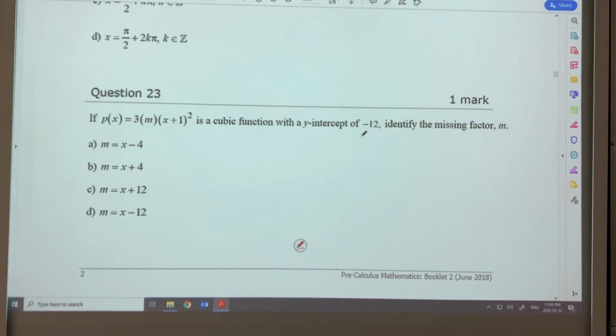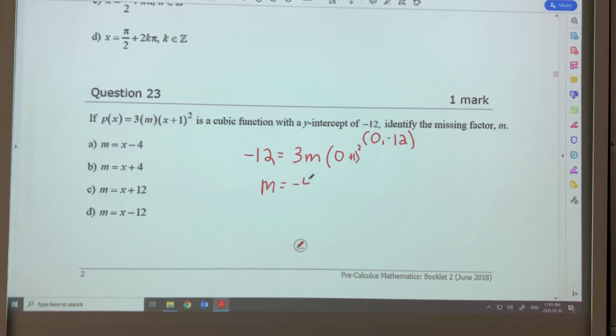A y-intercept of -12, so that would be 0 for x, -12 for y is a point on the graph. Find the missing factor m. So plug in x equals 0 and p of x equal -12 and solve, right, is basically the question. So you get 3m times 0 plus 1 squared. Oops, missed my 1. So that's just 1. So it's basically -12 equals 3m. So what's m then?